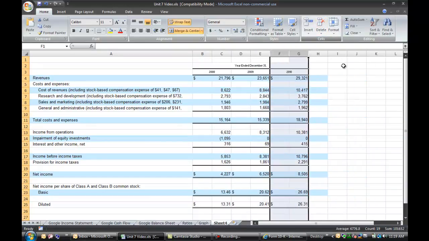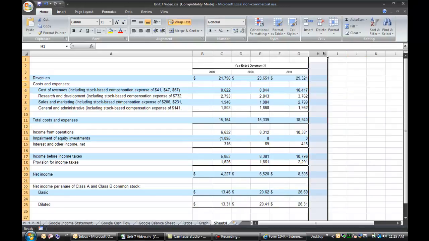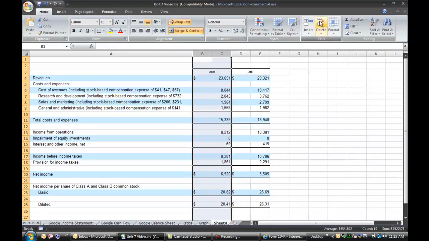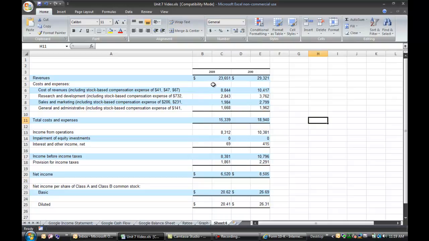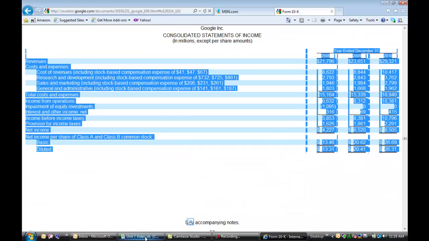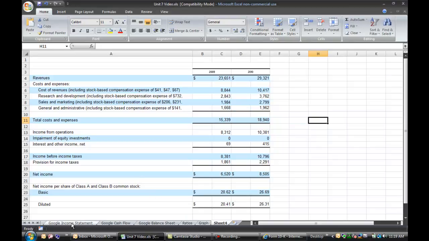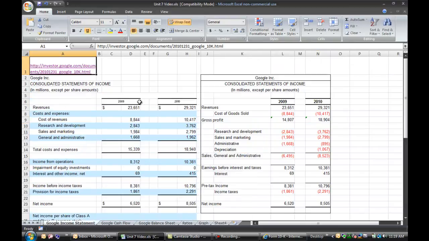The point I'm trying to make is that you can take this off the web and do some analysis and work with it how you want. Here is 2008, 9, and 10. Maybe I only want 2009 and 2010. There I have them. And you can do a lot of adjustments here. And in this week's content, you saw a Google income statement. Here's that one, and I reformatted, took out, ended up with 2009 and 10, and here are the categories.